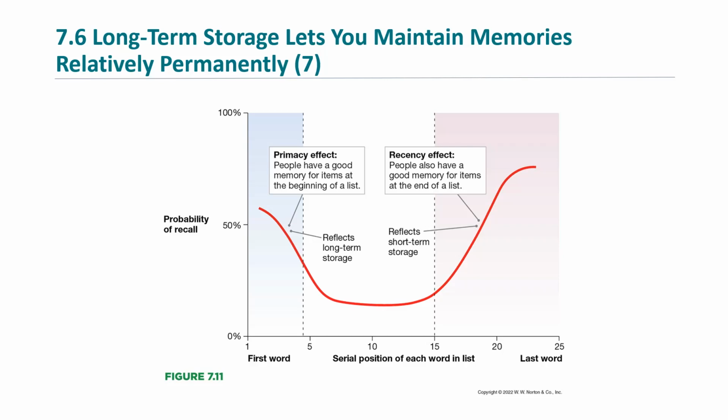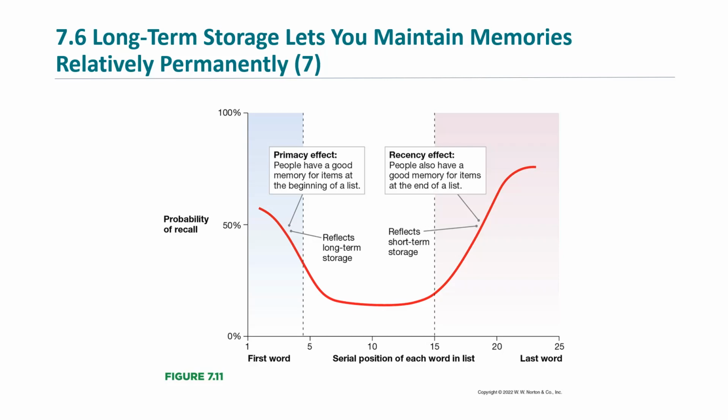And you get this effect where, this shows what percentage of people are recalling each word based on the order of the list. And you can see that words at the beginning of the list, the primacy effect, are remembered better than words in the middle of the list. And then words at the very end of the list are also remembered better. And this demonstrates the two different memory systems.